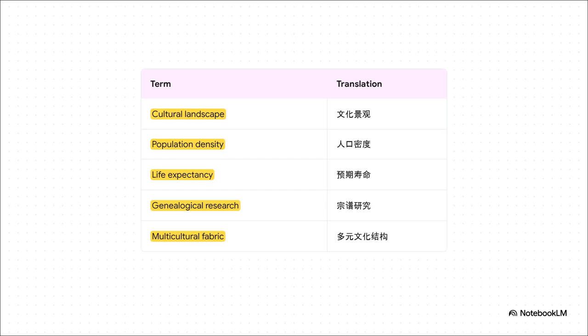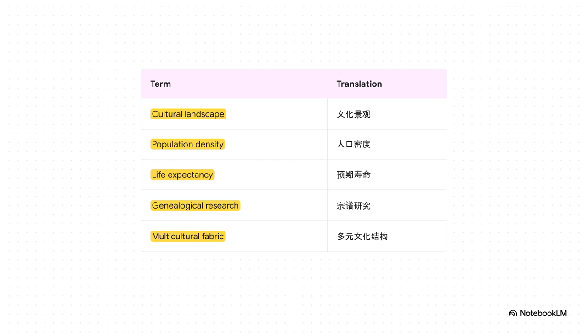Population density, 人口密度. A crucial term when comparing Canadian urban sprawl to rural living in Speaking Task 6 or 7. Life expectancy, 预期寿命. Perfect for literally any topic revolving around the Canadian healthcare system.